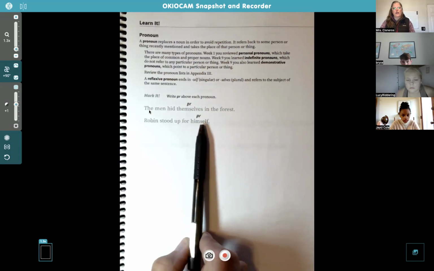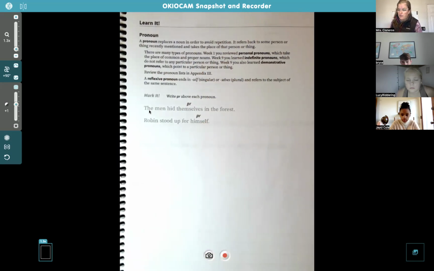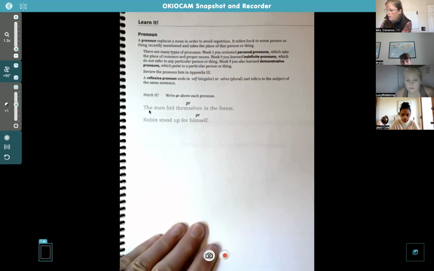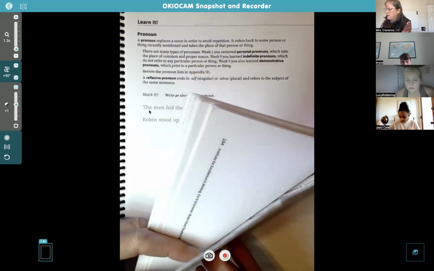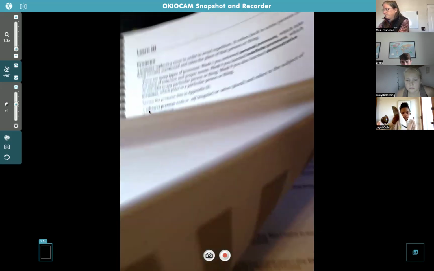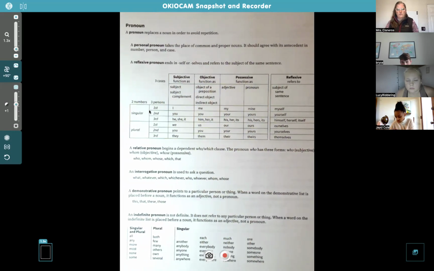Okay, so I want to show you that appendix page it's talking about at the back of the book. It's like the second to the very last page of your book. So go all the way back to 197. 197. Way at the very back.